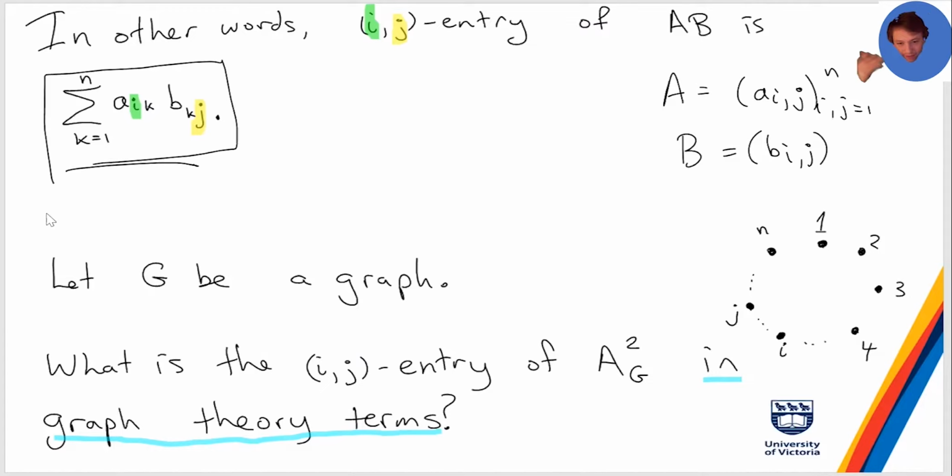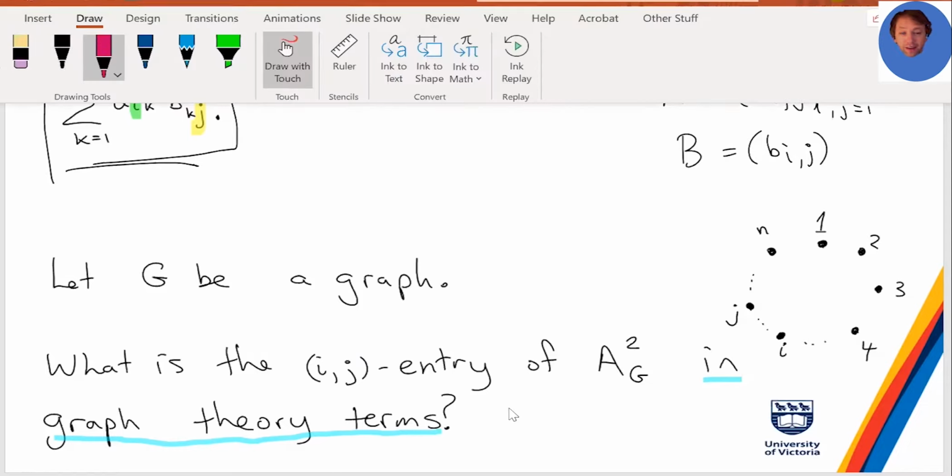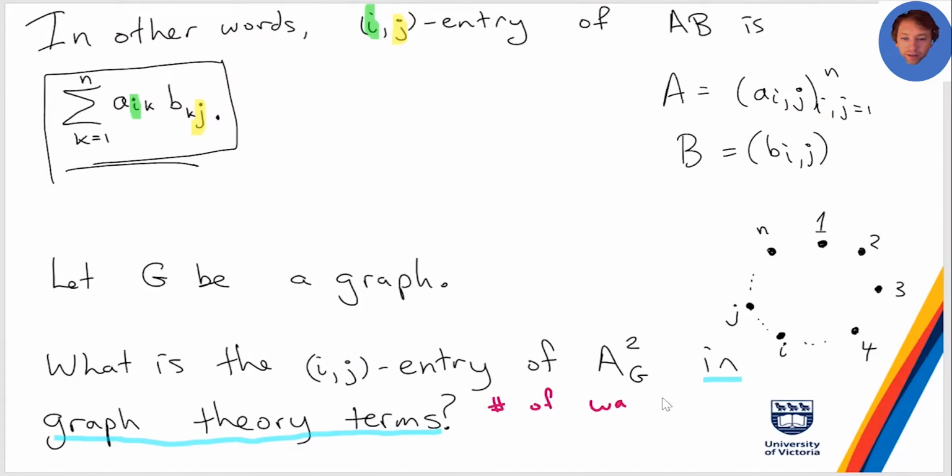Okay, so now let's connect this to graph theory. Here's my question. What is the ij entry of A_G, the adjacency matrix of G, squared, in terms of graph theory? Yeah, so there's an answer in the chat which says walks. And yes, it's the number of walks of length 2 from vertex i to vertex j.